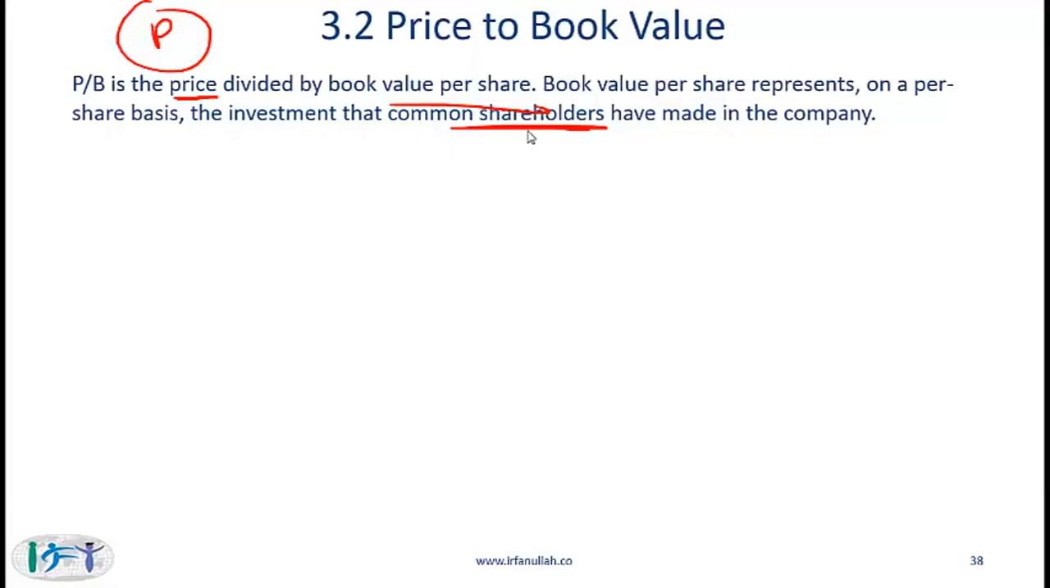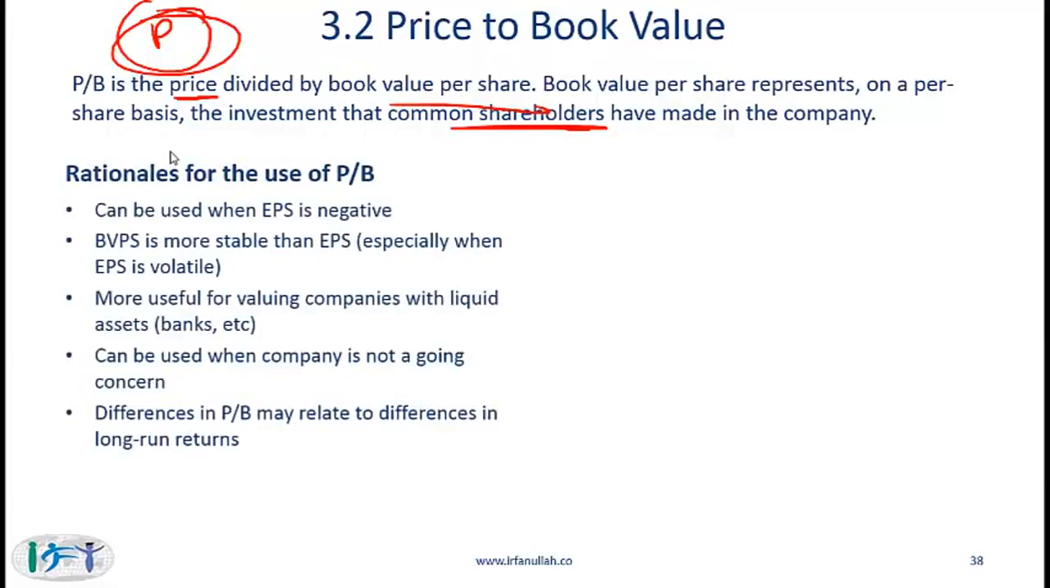And this should be very obvious, because what is P representing? It is the price of common shares. So the denominator also should reflect common shares. If there are any other kinds of shares, you need to subtract that impact, just the way you subtract the value of liabilities.